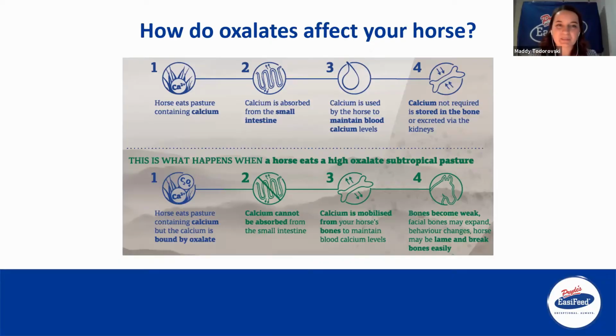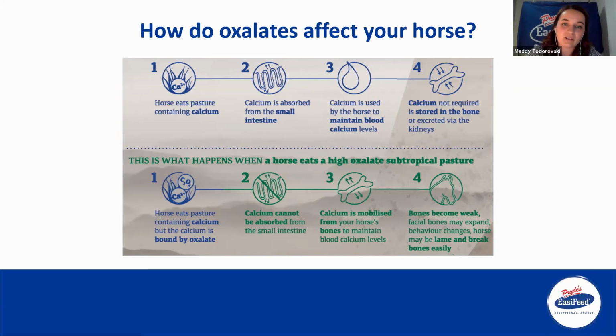So we've talked a lot about oxalates, but we've not really said how they function, how it works, and how it affects your horse. So in normal circumstances, the horse will eat the pasture containing calcium. This calcium is just absorbed from the small intestine. The calcium is used by the horse, so this maintains the blood calcium levels, so homeostasis. Calcium that's not required is then stored in the bone or excreted via the kidneys.